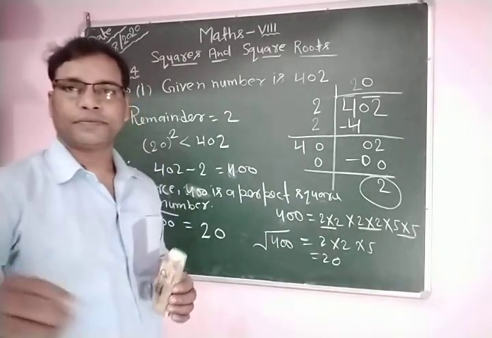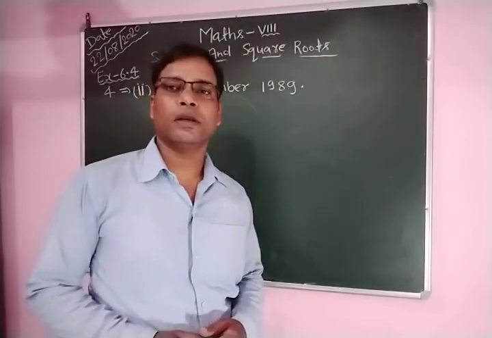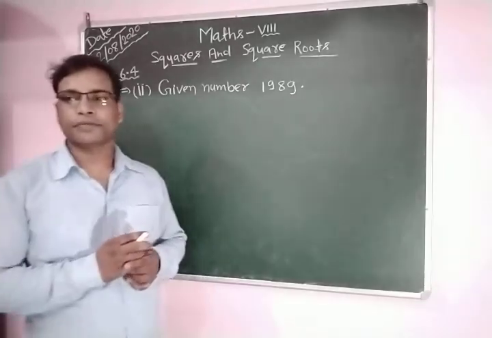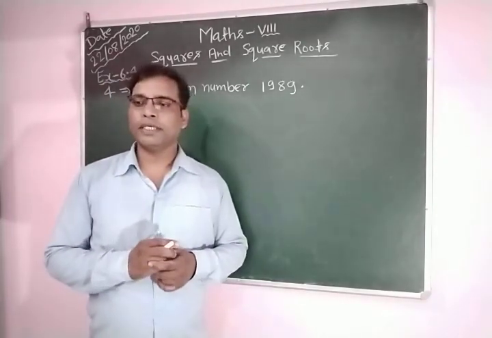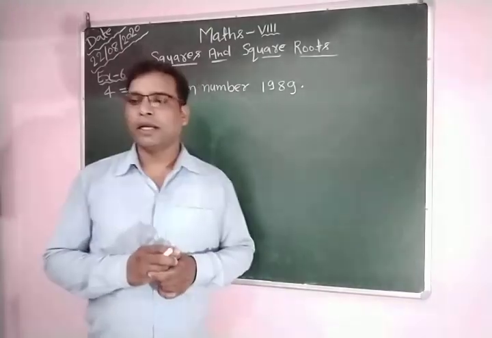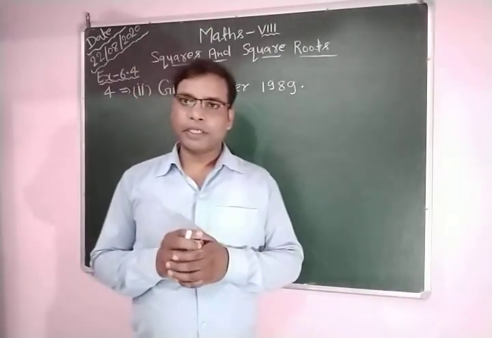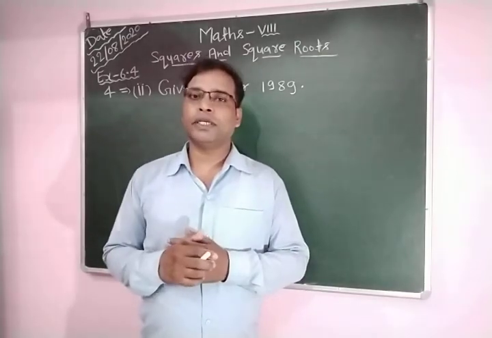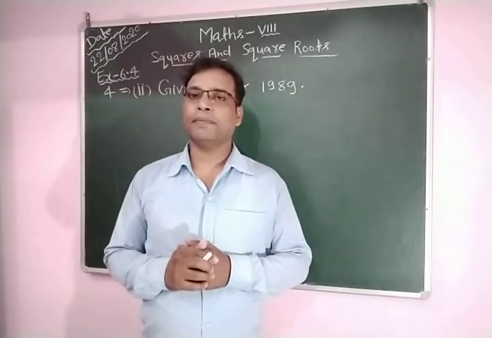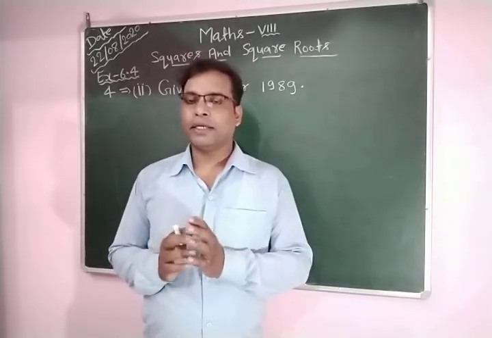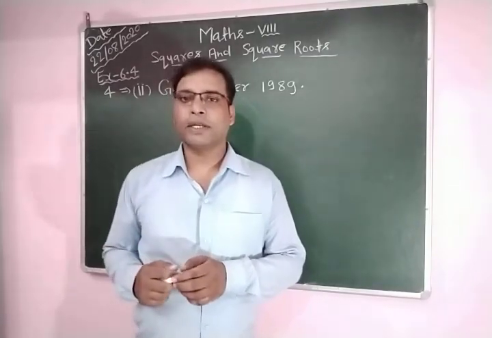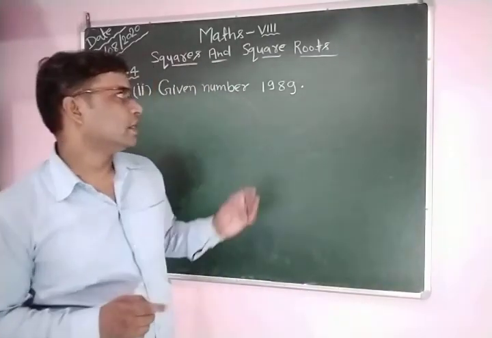Students, the second part of this question number 4 is 1989. Here you need to find the smallest number that we subtract from 1989 so that we get a perfect square. After this we find the square root of the perfect square so obtained. Okay, so let's see how to find this.